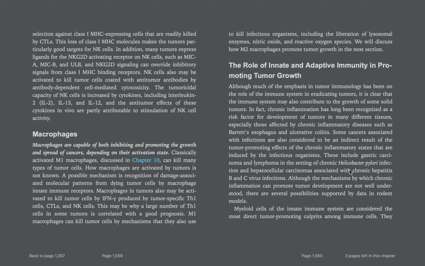Macrophages in tumors also may be activated to kill tumor cells by interferon gamma produced by tumor-specific Th1 cells, cytotoxic T lymphocytes, and natural killer cells. This may be why a larger number of T helper 1 cells in some tumors is correlated with good prognosis. M1 macrophages can kill tumor cells by mechanisms that they also use to kill infectious organisms, including liberation of lysosomal enzymes, nitric oxide, and reactive oxygen species. We will discuss how M2 macrophages promote tumor growth in the next section.